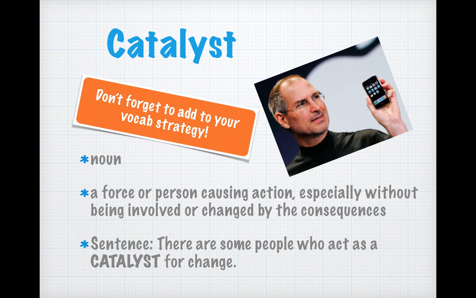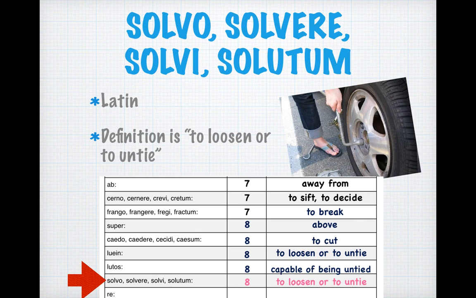We are moving on to our last root. There are 3 words that use this root. So by the end of this lesson, you will have 10 words total. The root is salvo, and very similar to the last 2 roots that we learned, it means to loosen or to untie. So you'll notice that these 3 roots are very, very similar in their definitions.